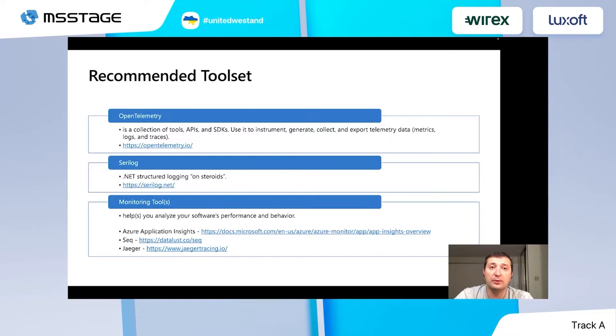I'm talking about Seq. This is a UI where you can navigate through your logs and do some filtering and searching. If you want to use it for production, there is a commercial license, but for local development you can use it for free. It's great, and it is also available as a Docker image, and it provides instructions on how you can easily spin up a new instance.